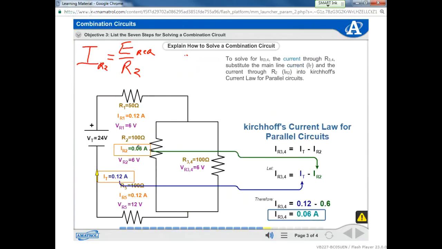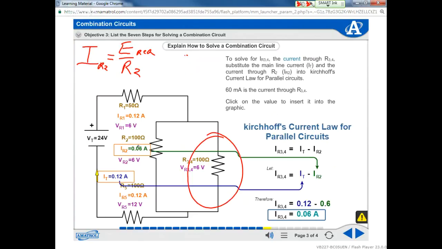There. To solve for I sub R3, 4, the current through R sub 3, 4, using Kirchhoff's law, we subtract the current through R2, IR2, from the total I sub T. We plug in I sub R2 into Kirchhoff's current law: 0.12 amps minus 0.06 amps gives us 60 milliamps as the current through R sub 3, 4. So we have that, because that's all that's left using Kirchhoff's law.